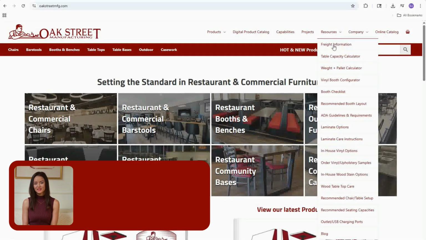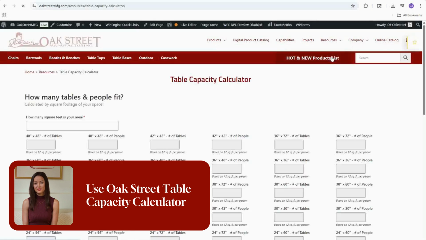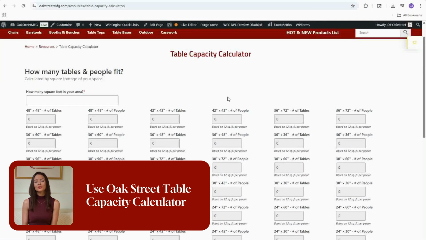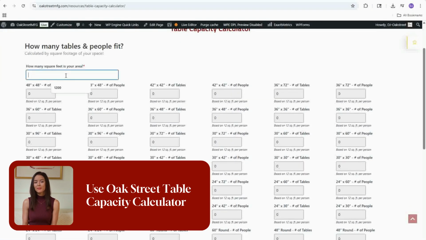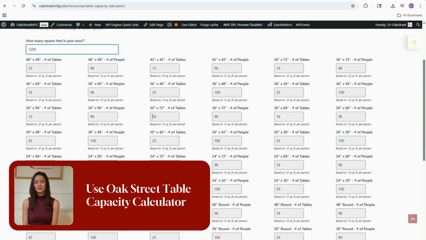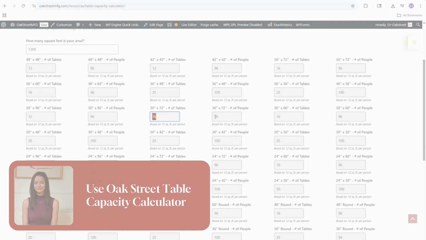To make this calculation easy, resources like the Oak Street Table Capacity Calculator are invaluable. You input the total usable dining square footage, remember to subtract that back of house 40%, and it tells you how many tables and guests can fit based on those industry standards.